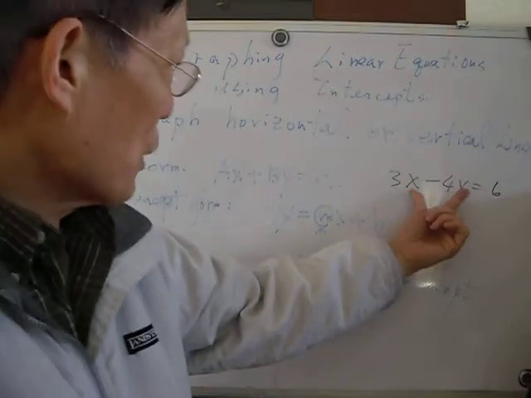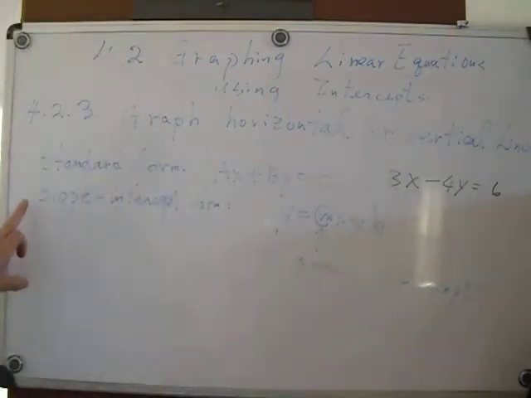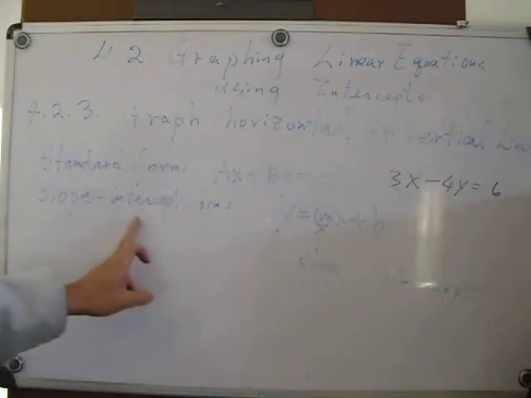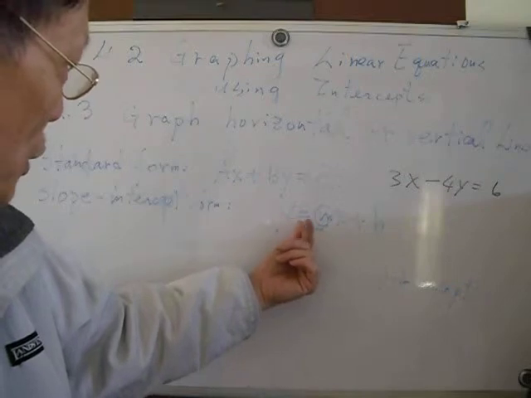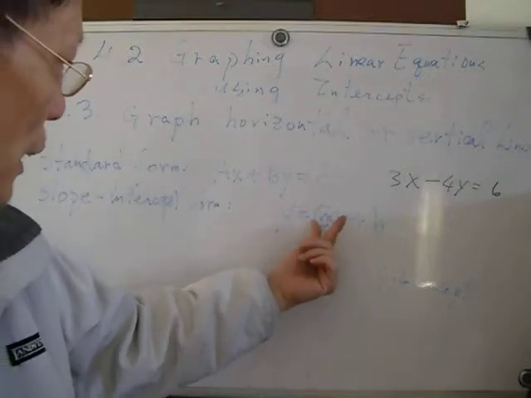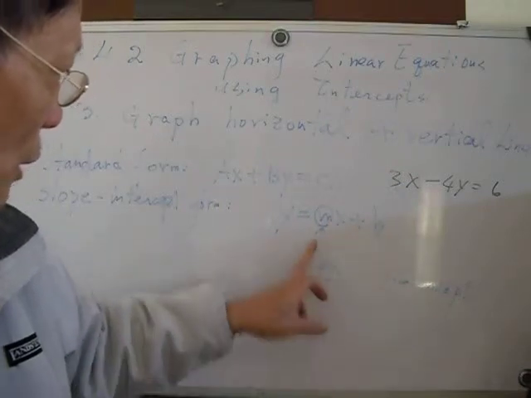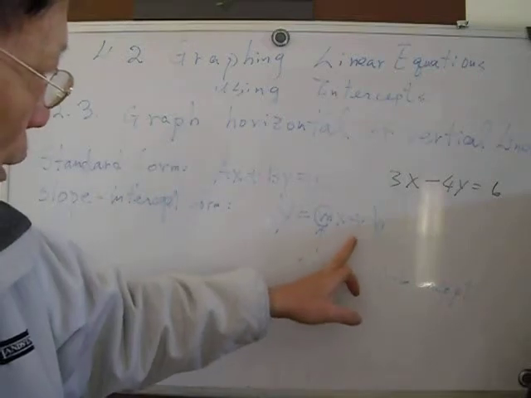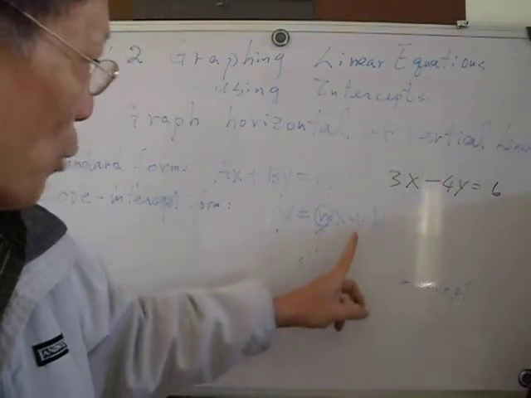You can change this into some other form. There's another very popular, very commonly seen line form called the slope-intercept form. By the definition, it looks like this: a single y on one side, the other side is mx plus another number. The number before your x is called the slope, and the plus b, b is the y-intercept. This number represents the y-intercept.